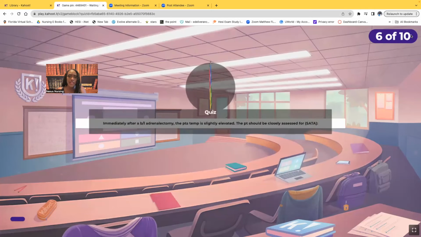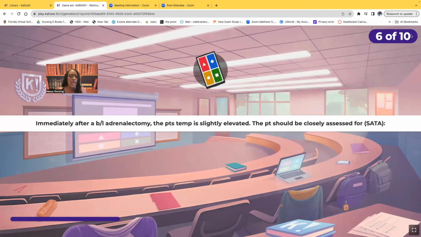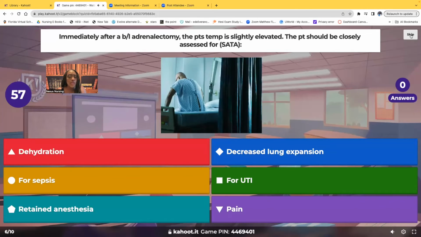Select all that apply. I'm killing you guys with select all that apply tonight. Immediately after bilateral adrenalectomy, the patient's temperature is slightly elevated. The patient should be closely assessed for, select all that apply. Here are your choices: dehydration, decreased lung expansion, sepsis, UTI, retained anesthesia, pain.